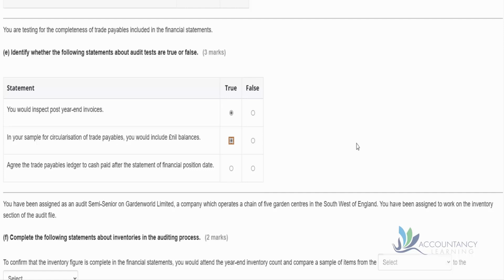So if we wanted it to be a test of completeness, we'd have to do it the other way around. We'd have to start off with the cash that we paid after the end of the year and verify that that had been included in the ledger. So remember, when we're doing a test of completeness or a test of existence, there is a direction. And so if we're doing a test of completeness, we're starting with a source document and verifying that it's been included in the accounts. So you would start with cash and verify that it was included in payables, not the other way around. So that would be false.